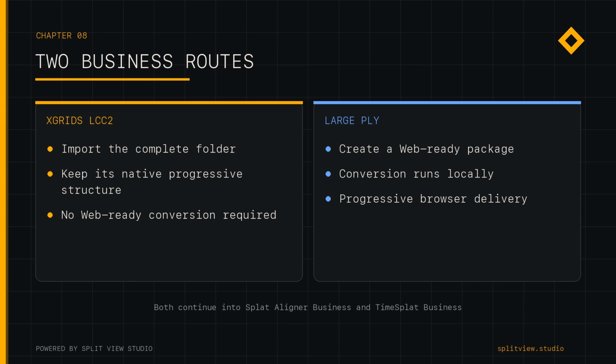The two main business routes are native LCC2 folders from the XGRIDS ecosystem and the web-ready packages created from standard PLY files. Both routes preserve a folder of data that can load progressively. This is different from forcing the browser to hold one enormous standard file in memory at once. I'll show the two routes separately because they solve related problems, but they do not start from the same source.